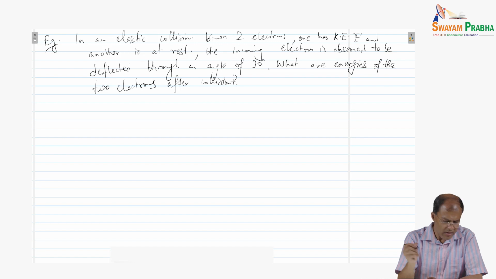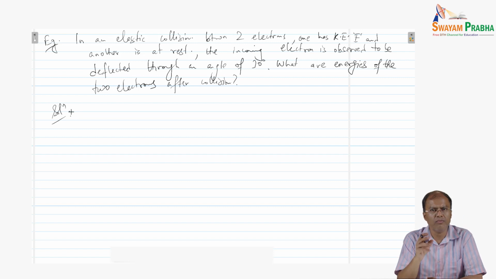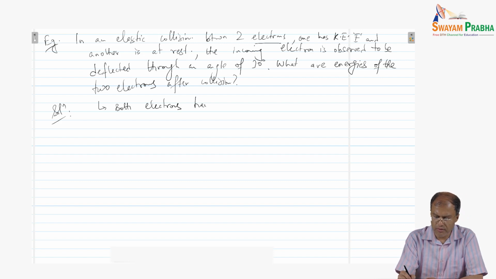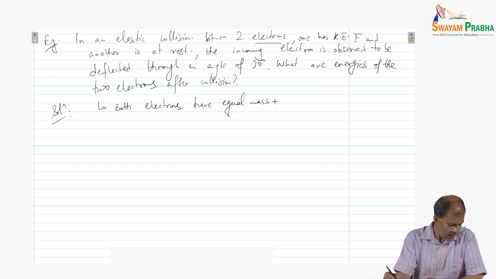Since we are talking about electrons, I'm assuming both electrons have the same mass, so essentially the particles which are colliding have equal mass. That is important. And the collision is elastic, so that is given.